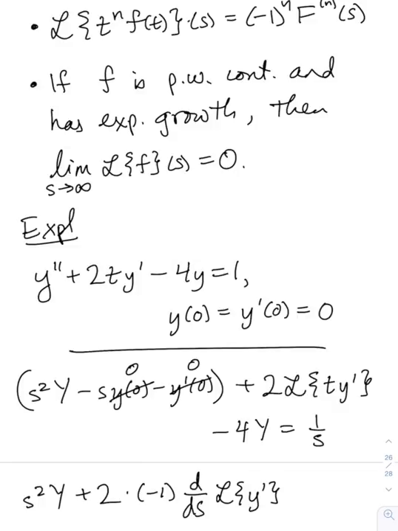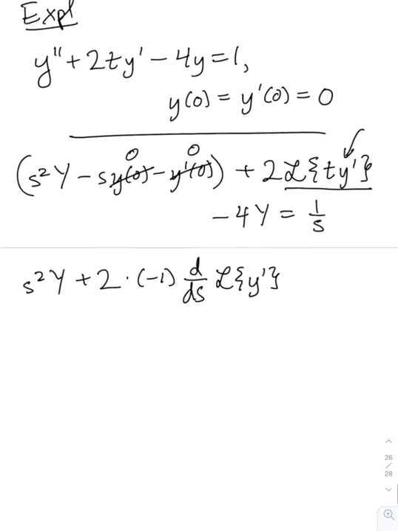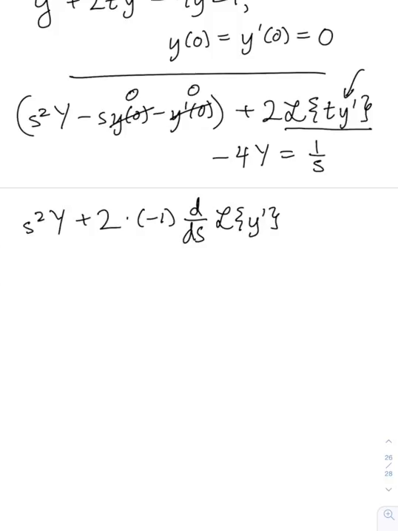Okay. So here is the thing that we are looking at. We're applying this first bulleted rule to it. So n is 1. So there's where I get my negative 1. And then what I need is the first derivative of what? Well, it's going to be the first derivative of the Laplace transform of whatever is here. Well, in our example, what's there is y prime. So I need the first derivative of the Laplace transform of y prime. Okay, then I have minus 4 capital Y is equal to 1 over s.